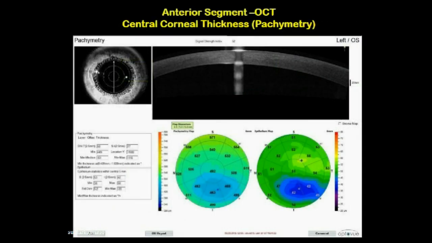Intraocular pressure is also affected by the thickness of the cornea. If the cornea is thin, the intraocular pressure may measure lesser than it is. So it has to be corrected accordingly.